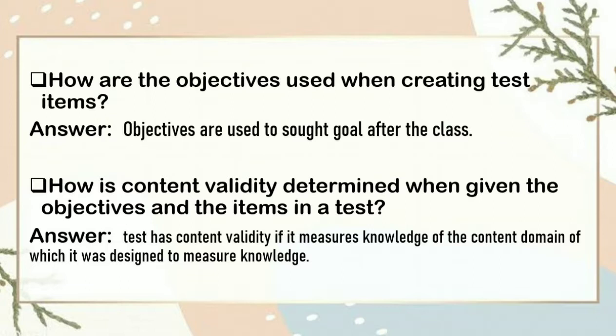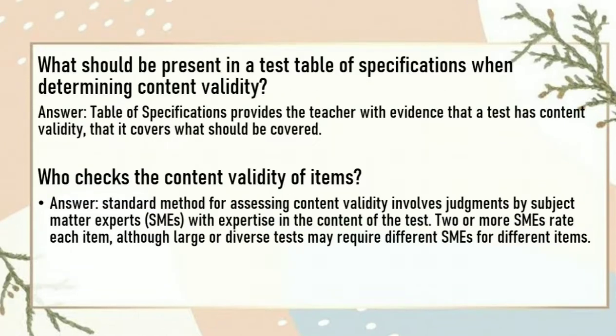Number 1. How are the objectives used when creating test items? Objectives are used to identify what a class should be able to meet after the lesson. Question number 2. How is content validity determined when given the objectives and the items in a test? Number 3. What should be present in the test table of specification when determining content validity? A test has content validity if it measures knowledge of the content domain.